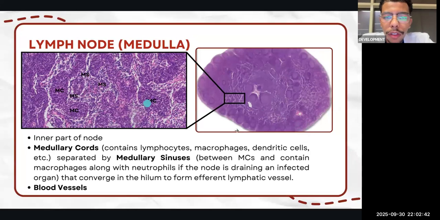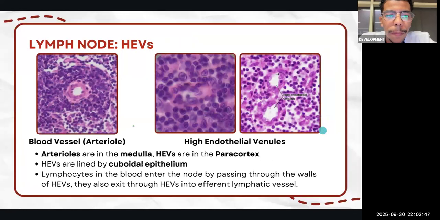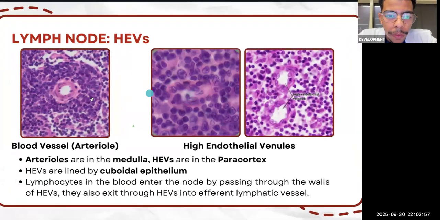But you can't really see that on the slide because it's a cross section. Okay, now high endothelial venules. These are hard to identify, but if you really zoom in, an arteriole has flat cells lining it. Can you guys see? But the high endothelial venule has kind of cuboidal cells. Can you guys see? The cells are cuboidal in shape.